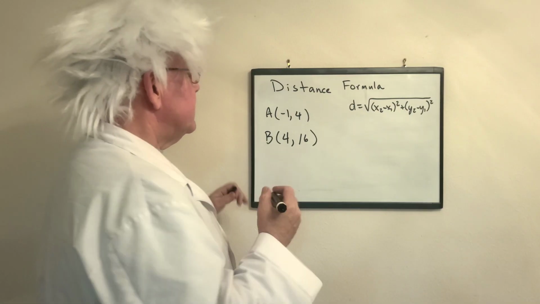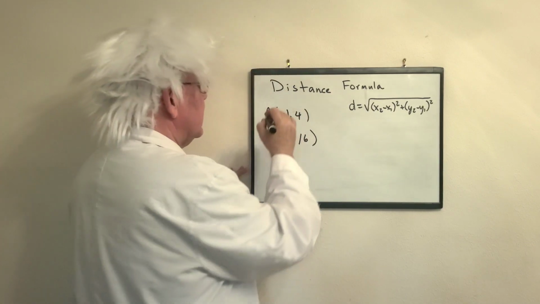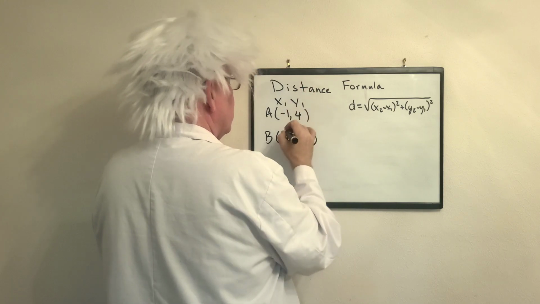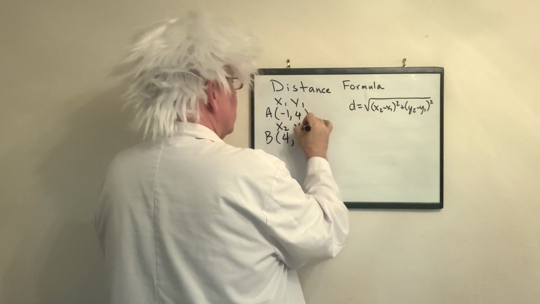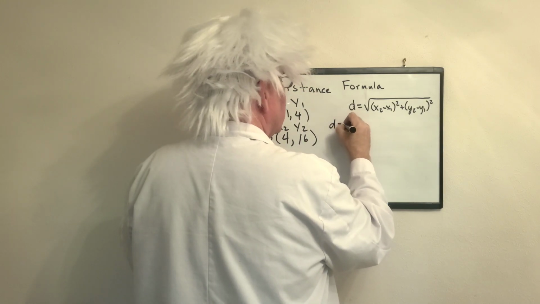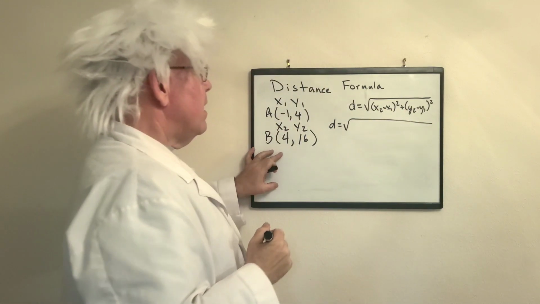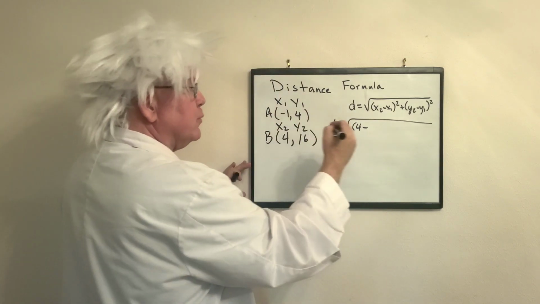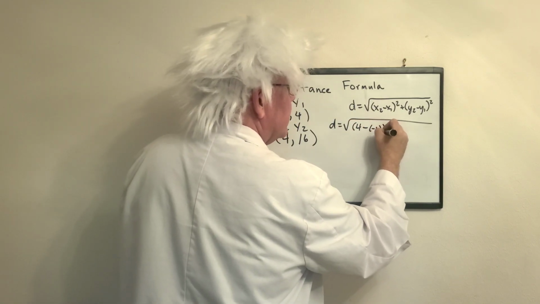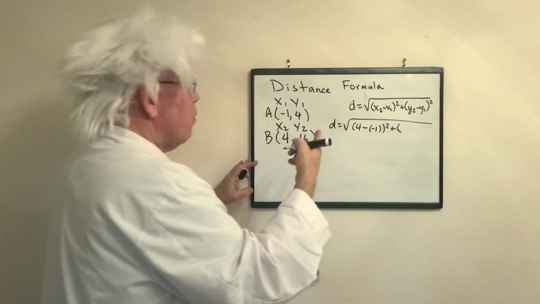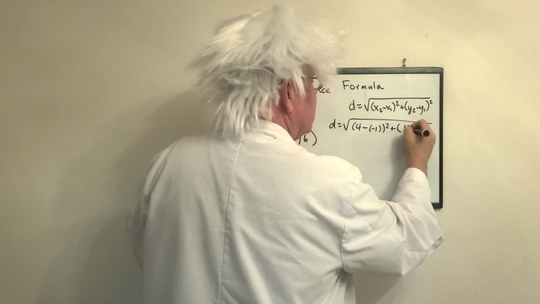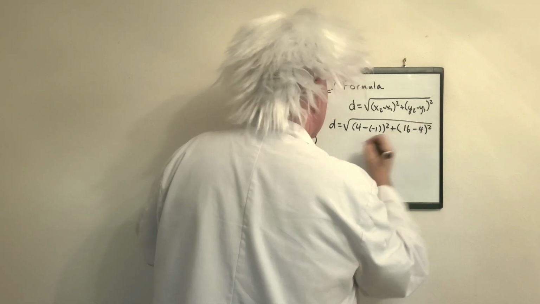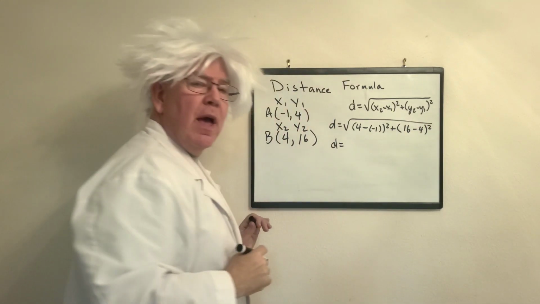Okay, we're back. So, first we're going to label x1, y1, x2, y2, then we're going to plug and chug. So, x2 is going to be 4 minus x1, which is -1, and then square it. Now, y sub 2 is going to be 16 minus y sub 1, which is 4, and we're going to square that. So here's what we have.